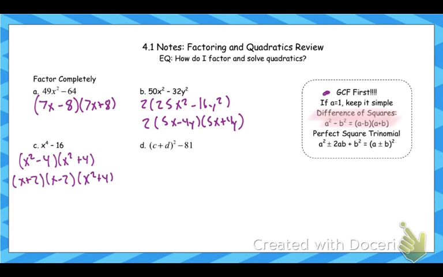All right, D is another example of a difference of squares. Even though it looks different, the square root of c plus d squared is just c plus d. And we know the square root of 81 is 9, so we know the square root of both terms. There's a minus in the middle, so this factors into c plus d plus 9 and c plus d minus 9. So all of those are examples of difference of squares.